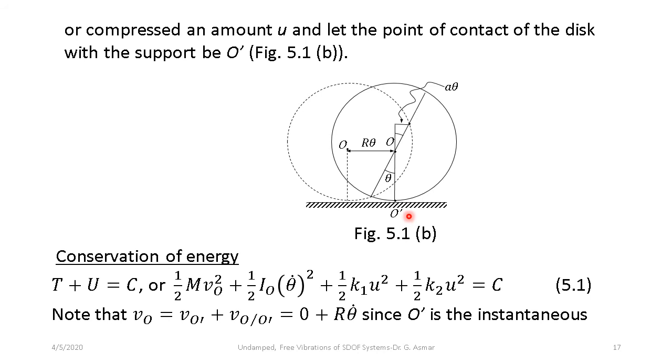Recall that the instantaneous center of zero velocity is a point about which the entire body, in this case the entire disk, is rotating at that instant of time. And so you can imagine that there is a pin here at O prime, and the entire disk is rotating about that pin. So therefore vO prime is 0, and vO with respect to O prime, that's the velocity of O as observed from O prime. Since there is a pin here, the rotation is simply r times theta dot. And so we get vO to be r theta dot.